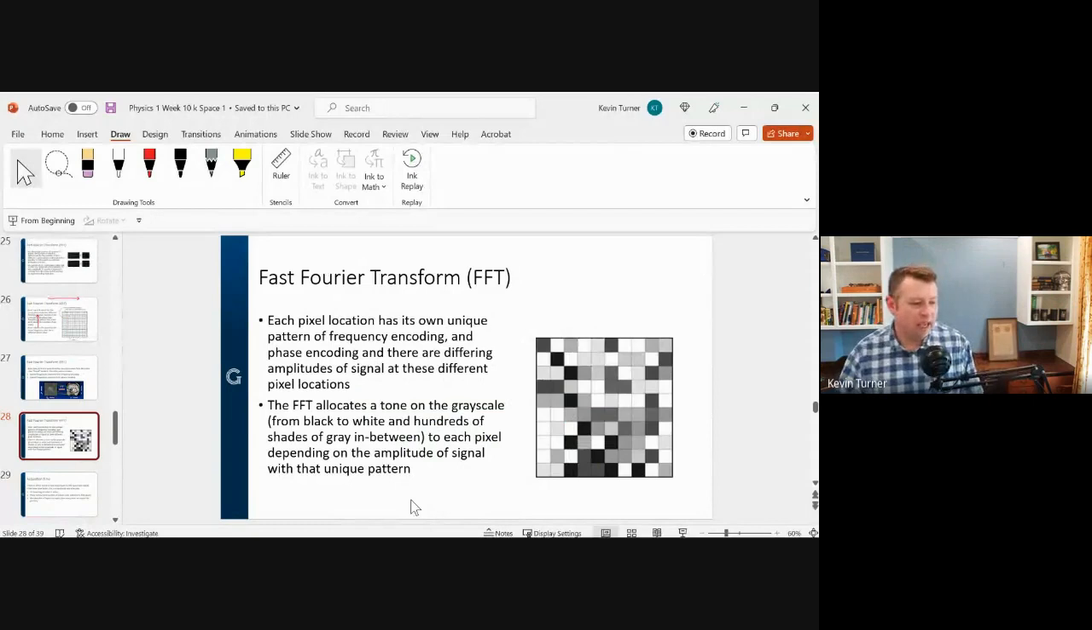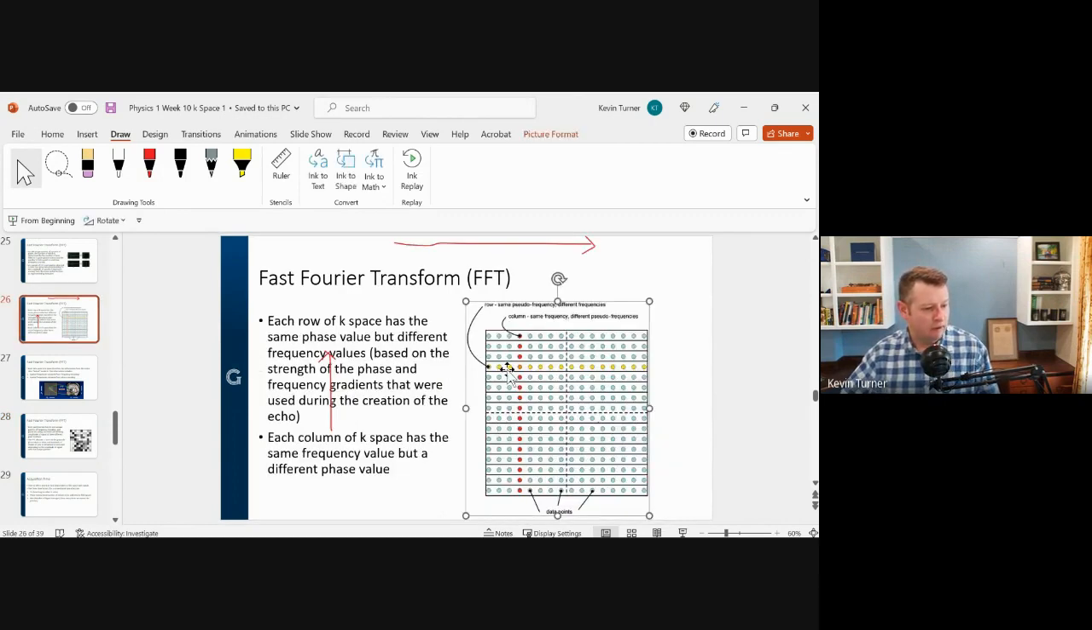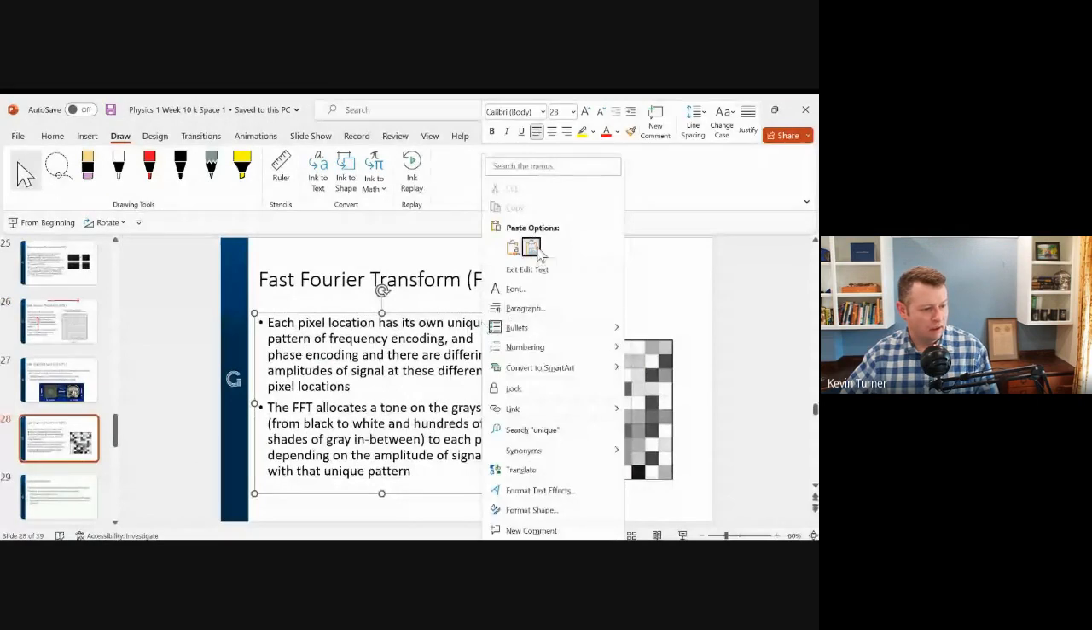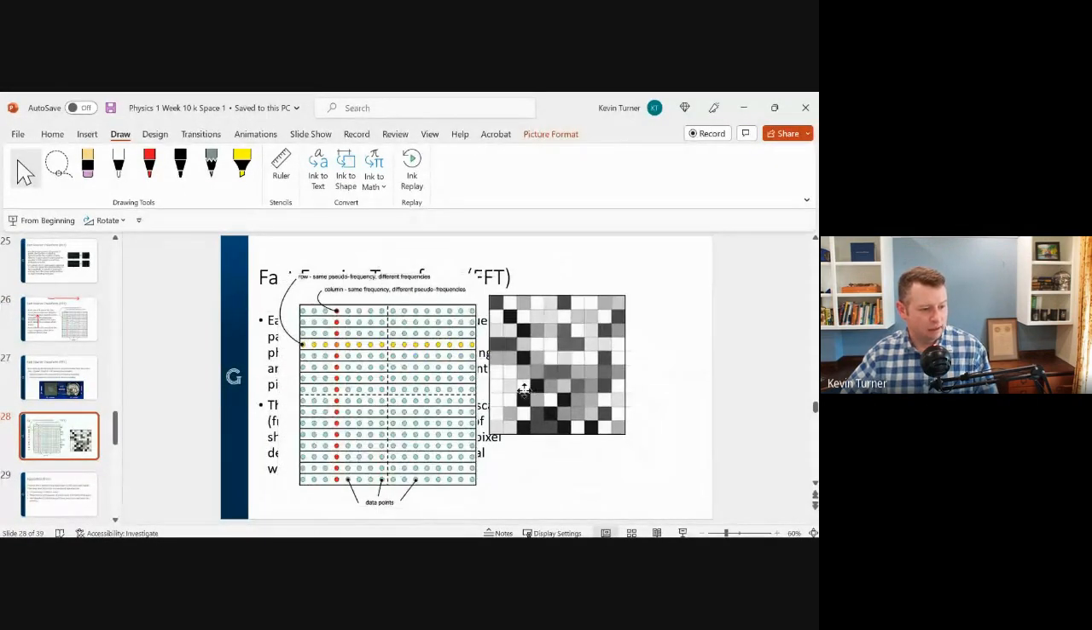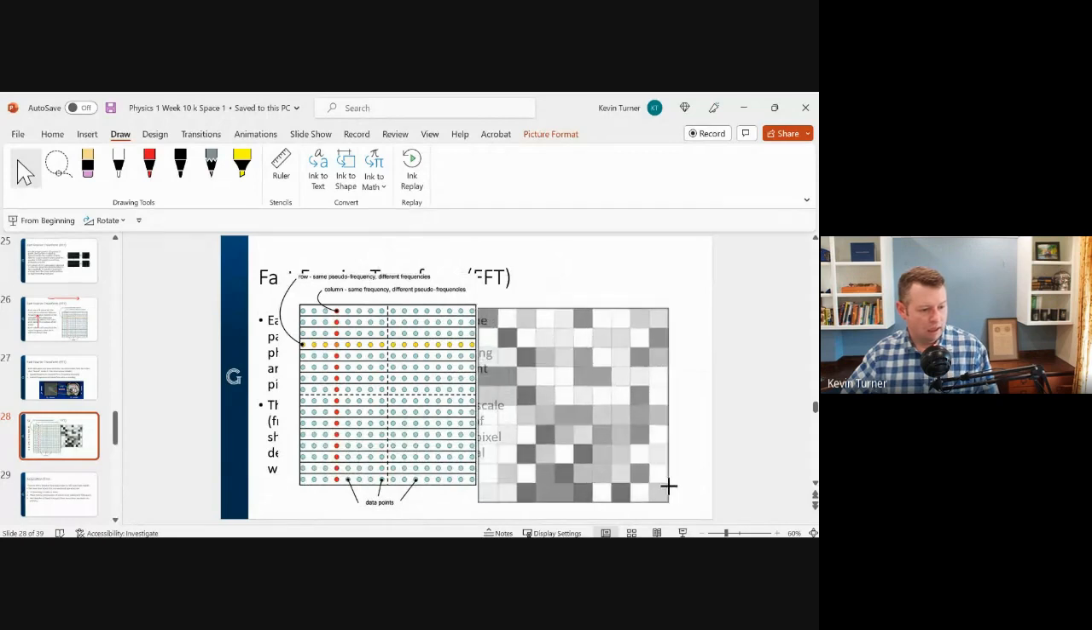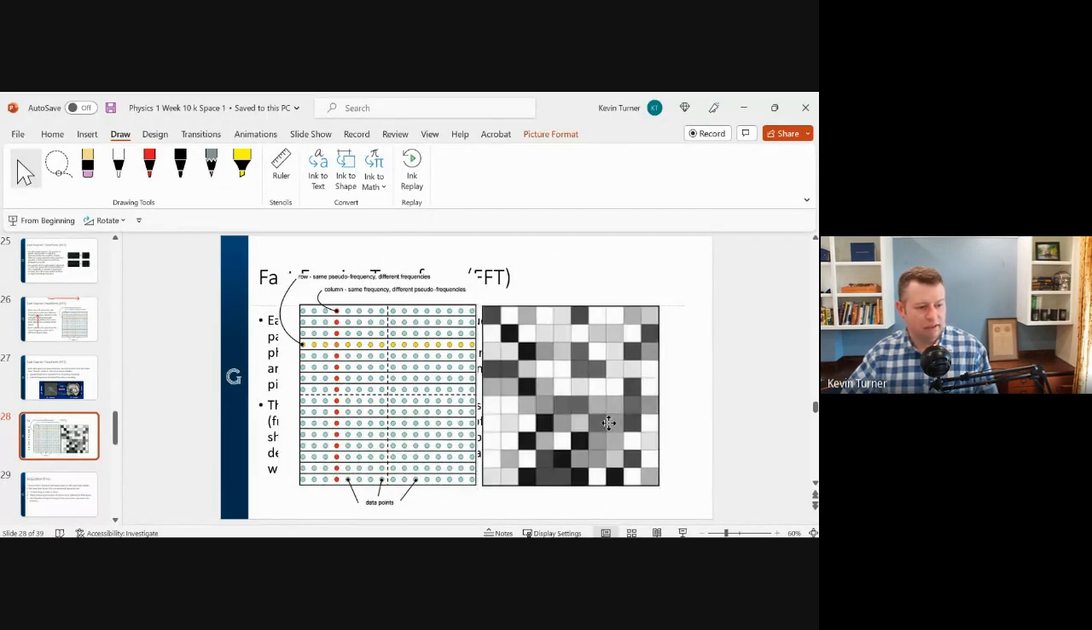So each pixel location has its own unique pattern of frequency encoding and phase encoding, and therefore there are differing amplitudes of signal at each different pixel location. So here now, we take our data points and we turn them into pixels.